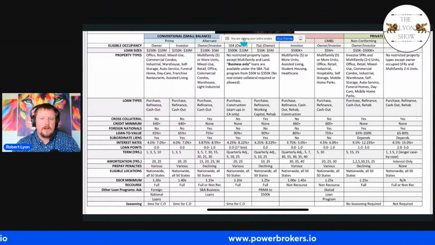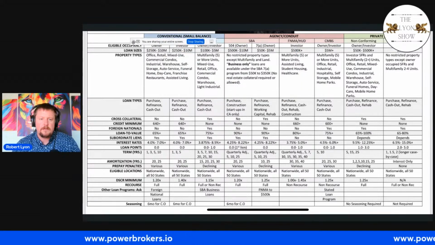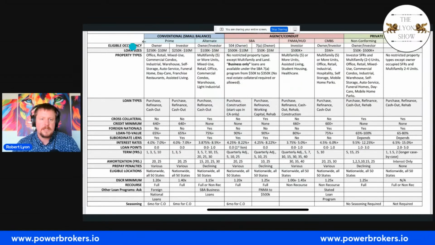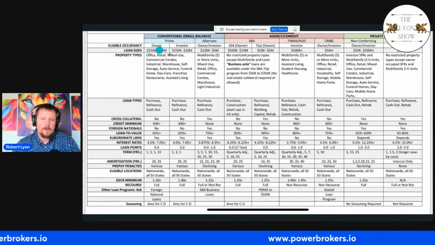So this is for asset-based lending now. Okay, so this is something I wish I would have had when I started, but this is basically everything you need to know, right? So a conventional small balance. So these are for smaller loans, for agencies, larger ones, and then private money, right? So primary, these are for anywhere from 200,000 to 10 million.